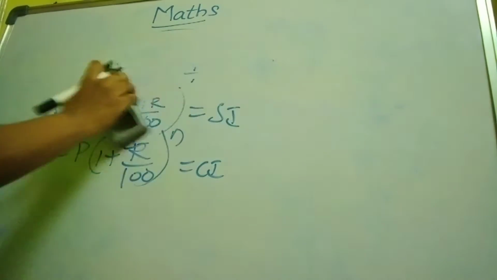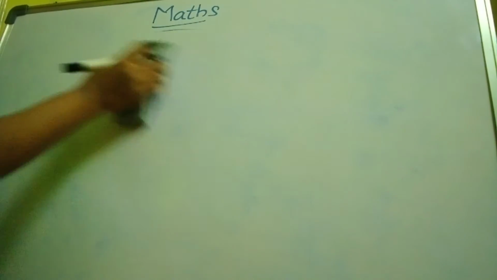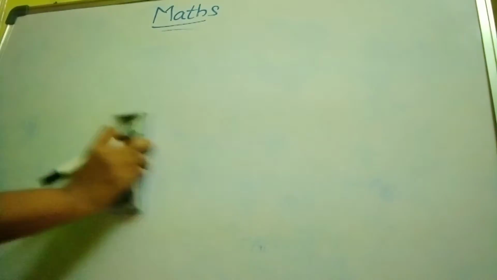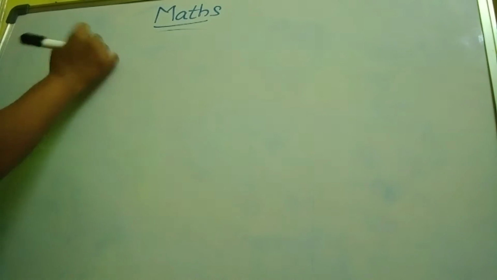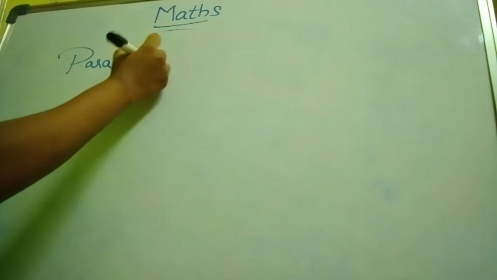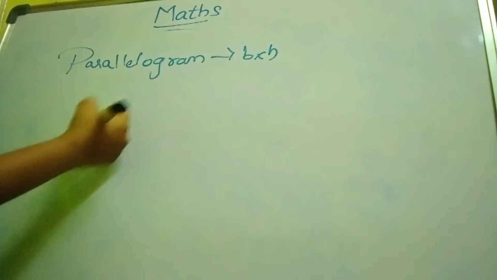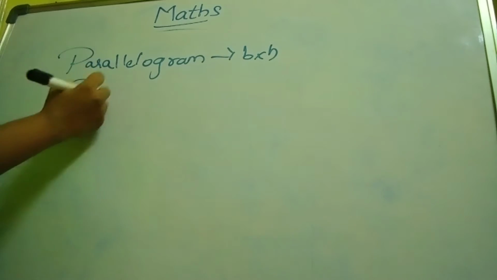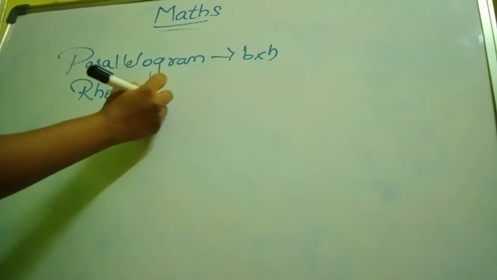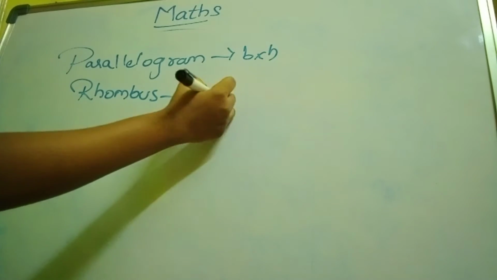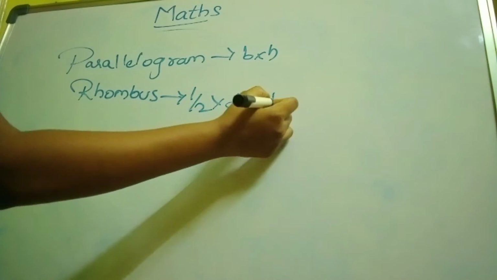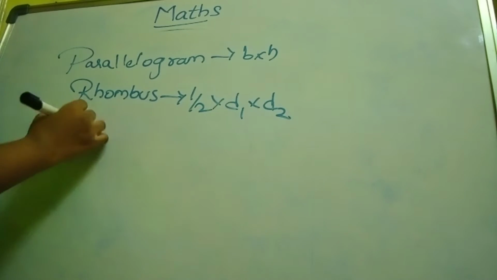Next, in areas we have only discussed square, triangle, all those, right? We have not discussed parallelogram and rhombus. So now we are going to discuss the area of a parallelogram. What is the area of a parallelogram? Base into height. Simple formula. Now rhombus. What is the rhombus formula? Half into diagonal 1 into diagonal 2. Now quadrilateral.